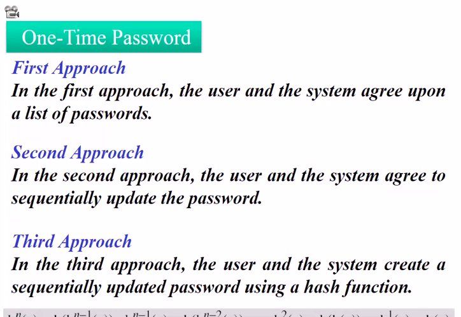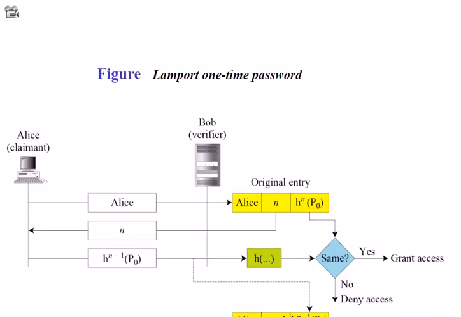Third approach. The user and the system create a sequentially updated password using a hash function. The user and the system agree upon an original password P0 and a counter n. The system calculates h to the power of n of P0, where h to the power of n means applying a hash function n times. Here we see the formula of the hash function. The figure explains the Lamport one-time password.